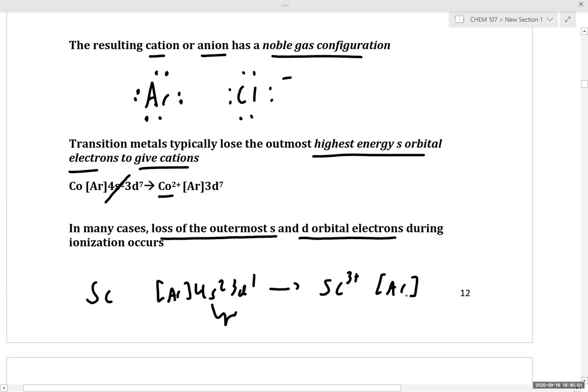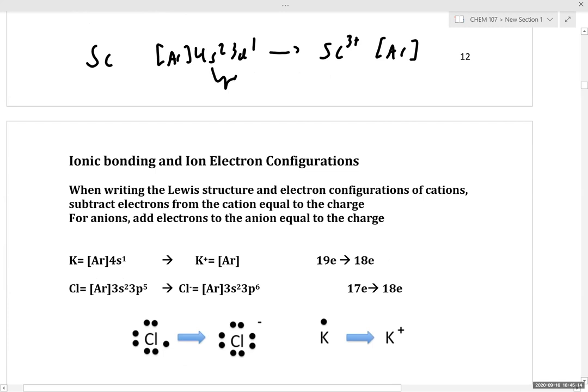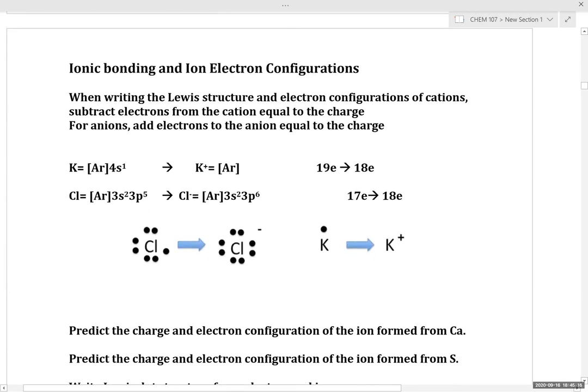Does this refresher on common ionization trends make sense? Okay, so let's talk about ionic bonding and electron configurations. One thing to keep in mind is that when you think about the dot structure for a cation, you're going to lose electrons equal to the charge. For anions, you gain electrons equal to the charge.